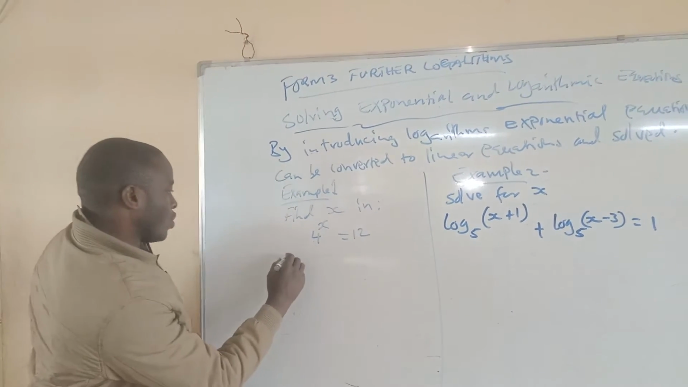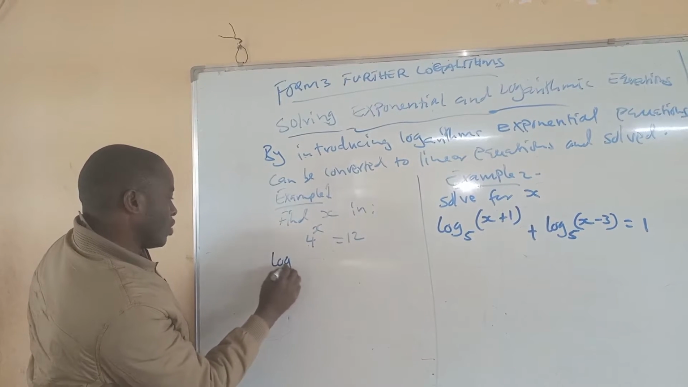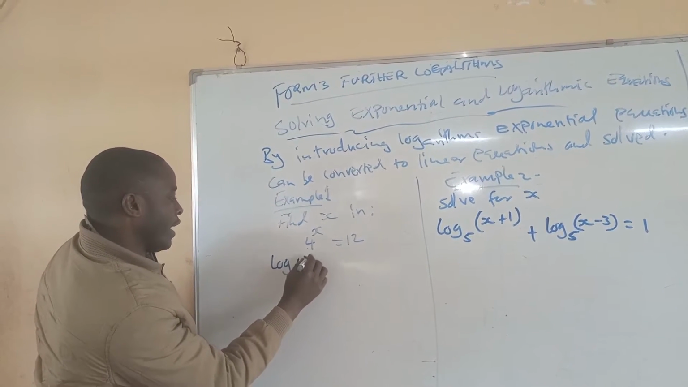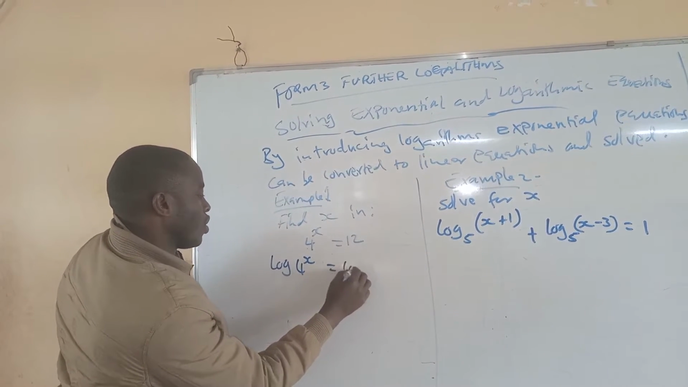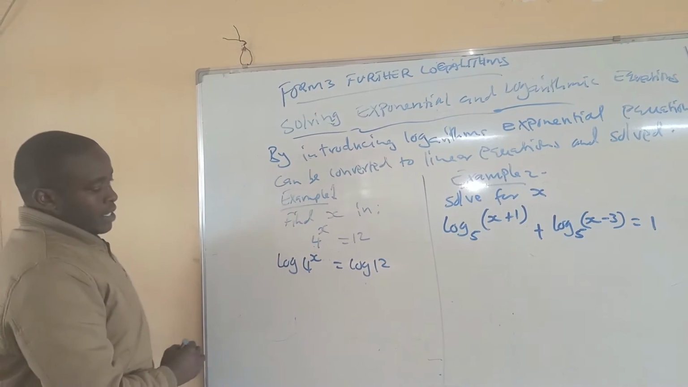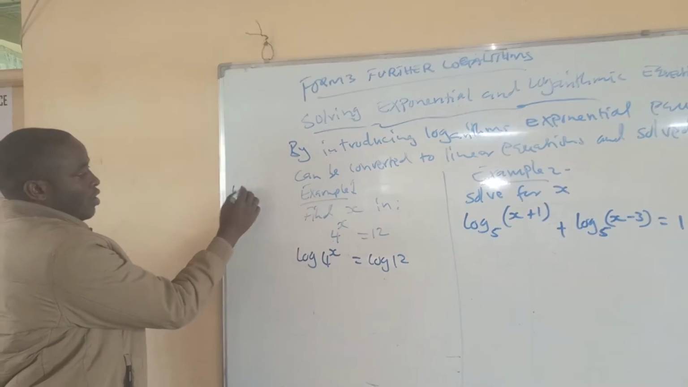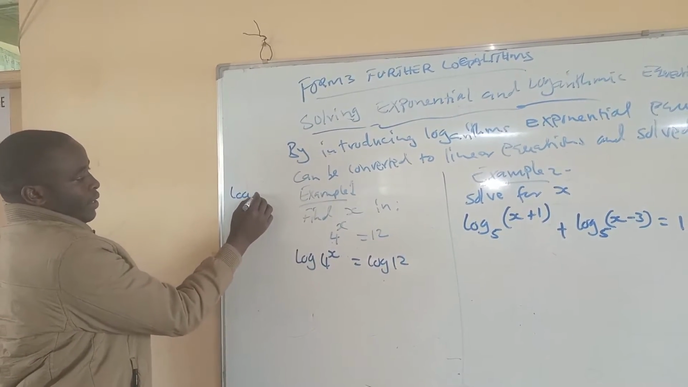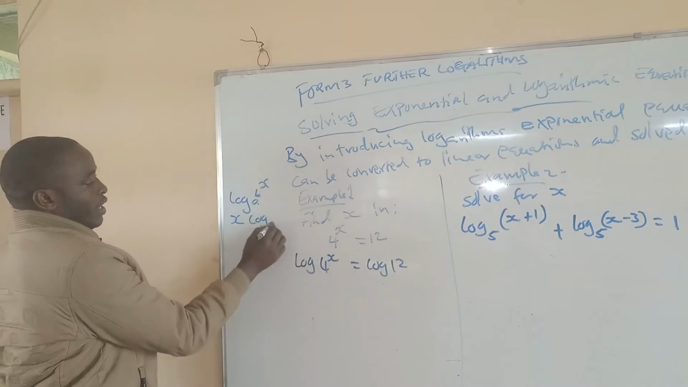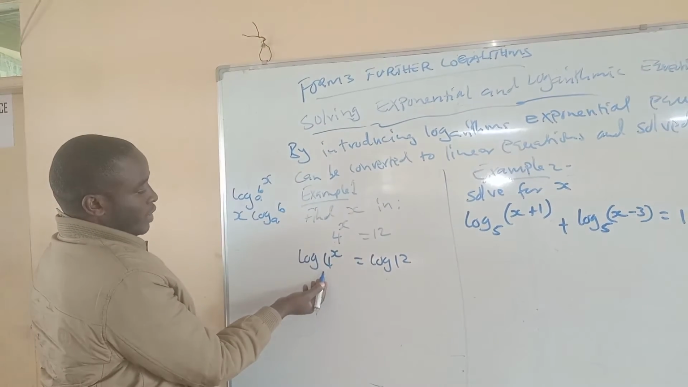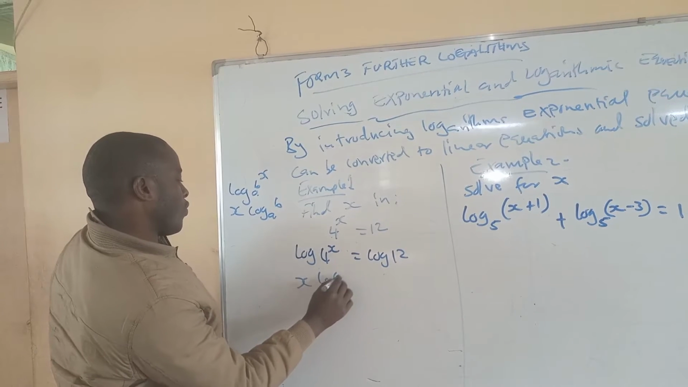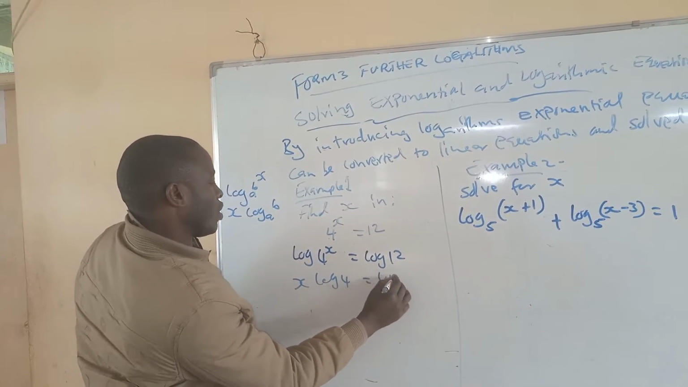If I introduce logarithm on both sides, log to base 10 of 4^x equals log to base 10 of 12. Remember we said that log of a^x is the same as x log a. So here we have log to base 10 of 4^x, and therefore as x comes here we shall have x log 4 equals log 12.